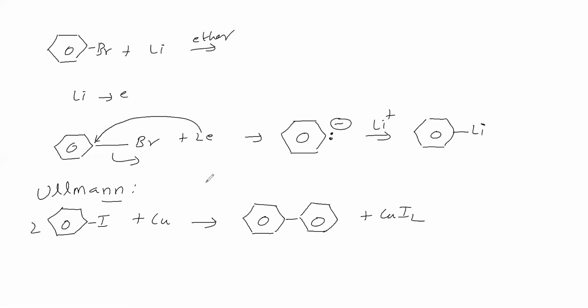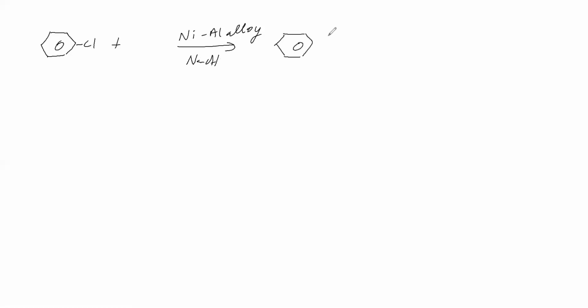Next, we'll see aryl halides reduction. We will take chlorobenzene. This is treated with nickel aluminum alloy, then the base is sodium hydroxide. So what we are getting is benzene and HCl. So we are giving two nascent hydrogens.